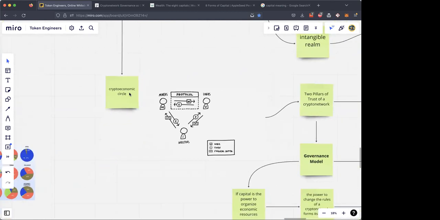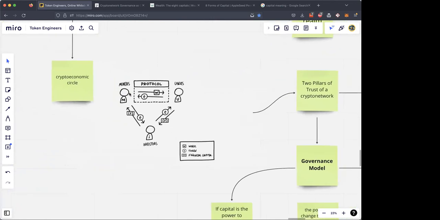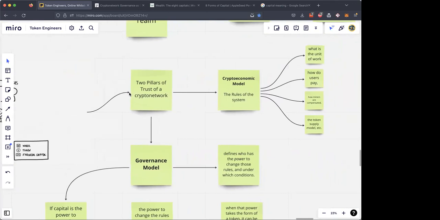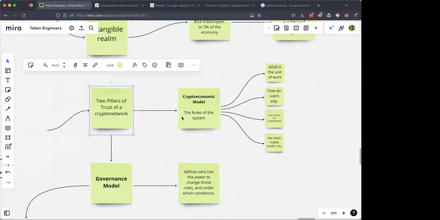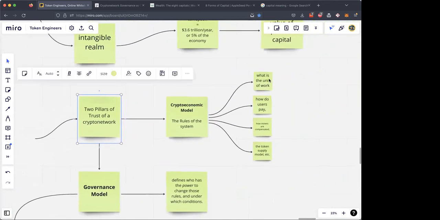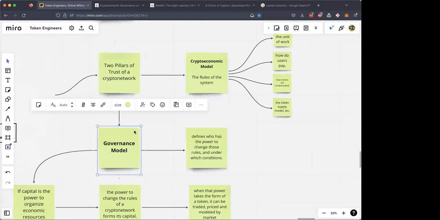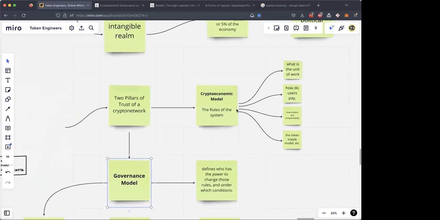The article also goes into the crypto economic circle, but I can't quite recall what it's about. All right, there are two pillars of trust in a crypto network. First is the crypto economic model of how it works, which are the rules of the system. Like, what is the unit of work? How do users pay? How are miners compensated? What is the token supply model? That gives you the crypto economic model. And there's also the governance model. So once you have both of those working, you have a trustful crypto network.